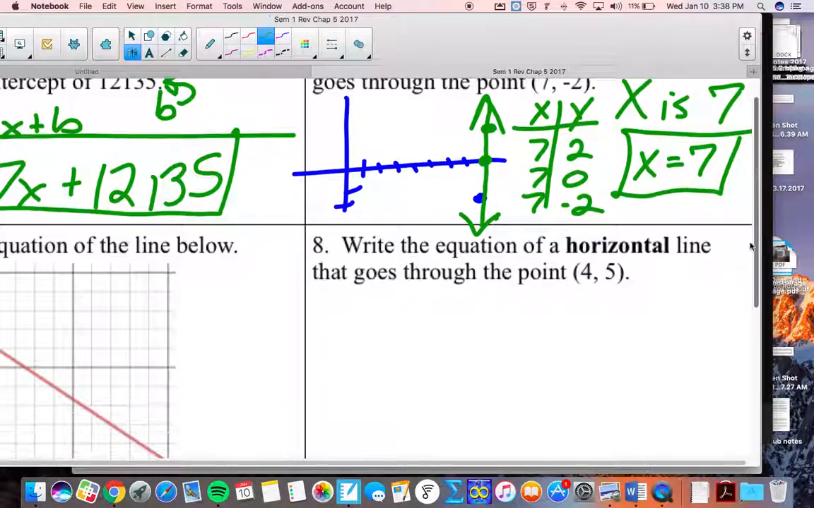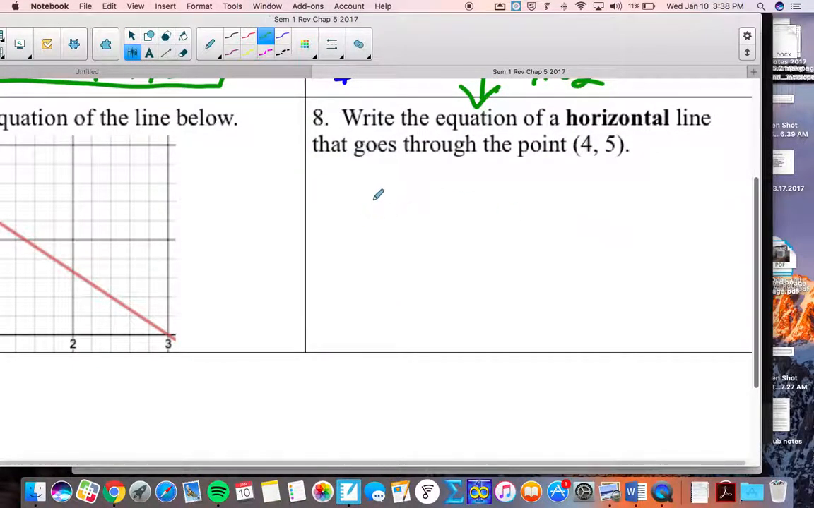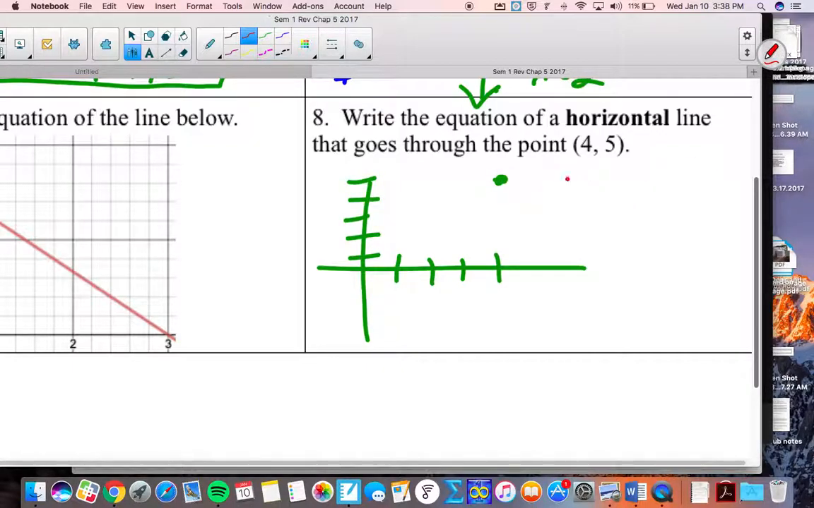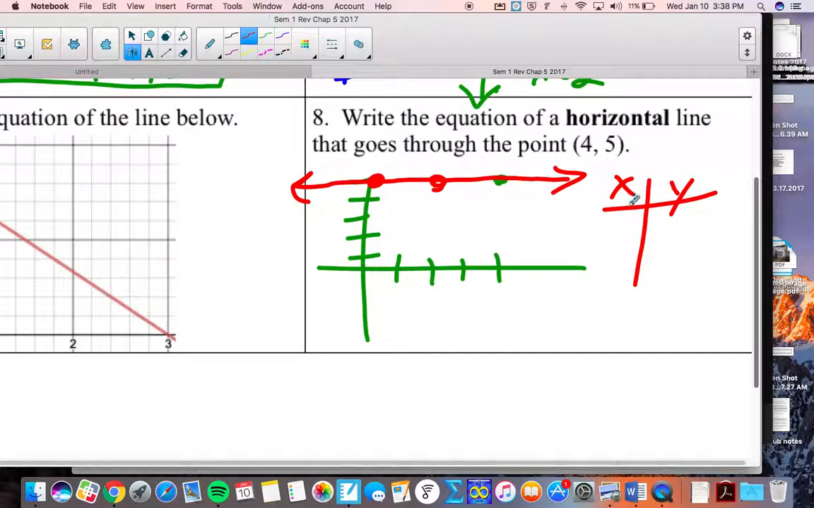I'm going to skip down to number 8 now. Write an equation of a horizontal line going through the point 4, 5. So let's plot the point 4, 5. Boom. It's got to be a horizontal line this time. So let's put some points on there. Let's make a little table to try to find a pattern. So we've got 0, 5. Always put x on the left and y on the right. That's really the way your coordinate pairs work.